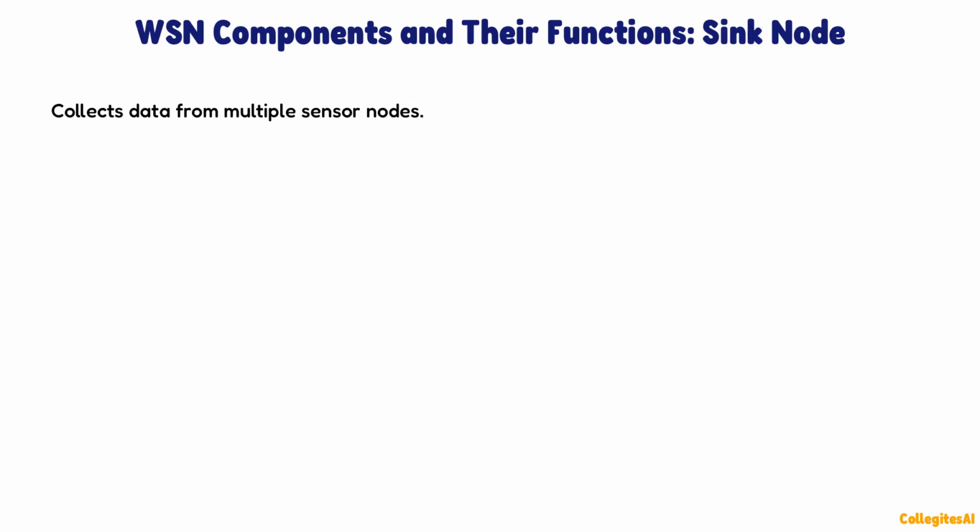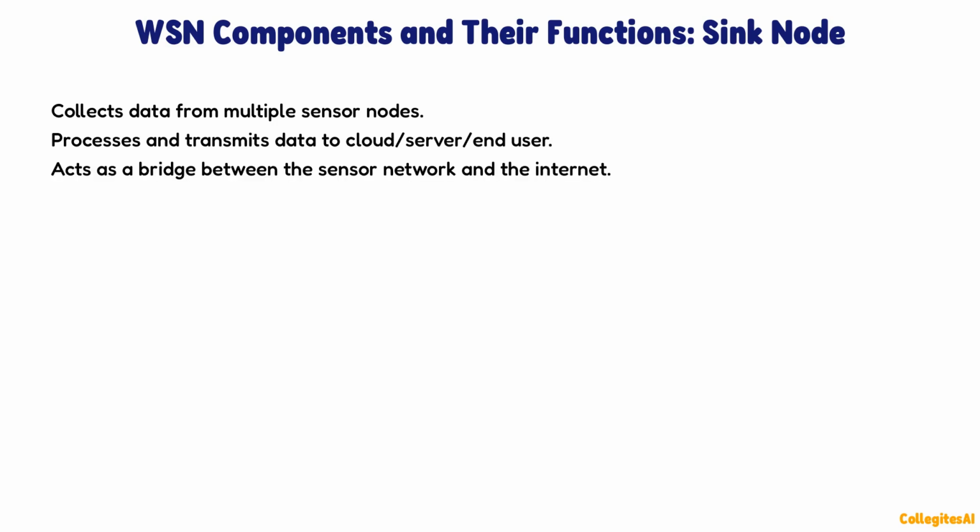Next, we have the sink node, which acts as a central collection point for data from multiple sensor nodes. It processes this data and transmits it to a cloud server, a local server, or directly to the end user. Essentially, the sink node serves as a bridge connecting the sensor network to the internet or other external networks.